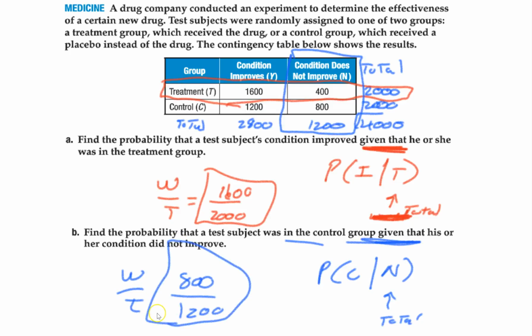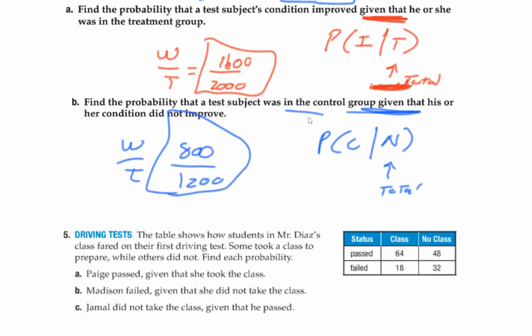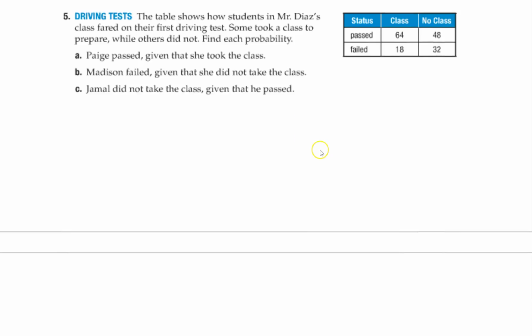And again, if you want, you can reduce it, but that's the general idea. If they give you a given, that is the only thing you're looking at. What's your want? What's your total? So another example. Driving tests. The table shows how students in Mr. Diaz's class fared on the first driving test. Some took a class to prepare, others did not. Find each probability. So again, first thing to do with this, we want to find our totals.